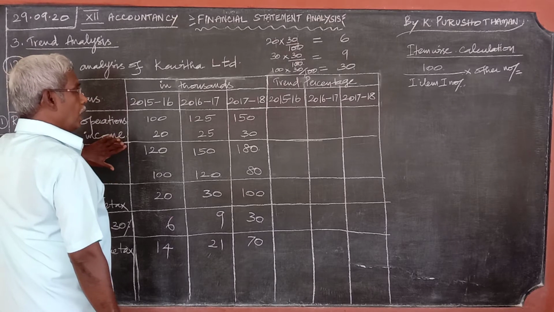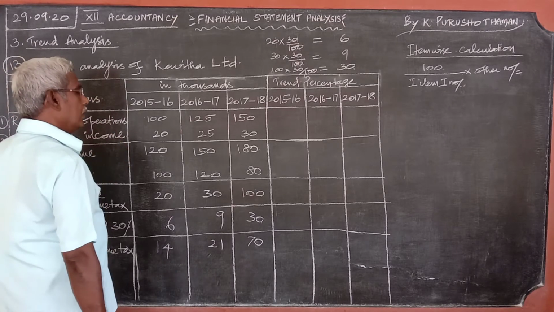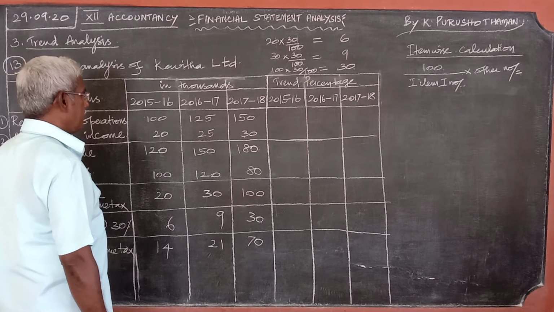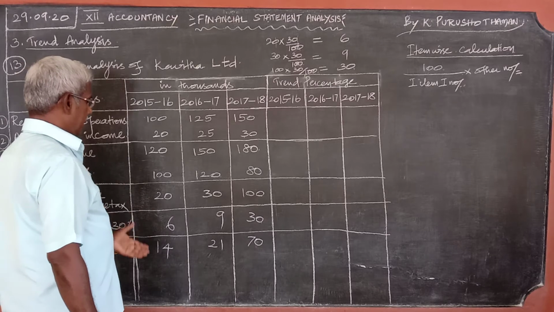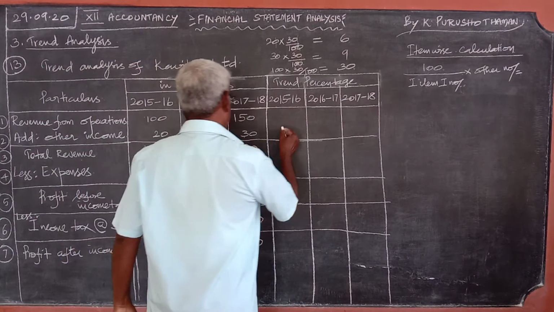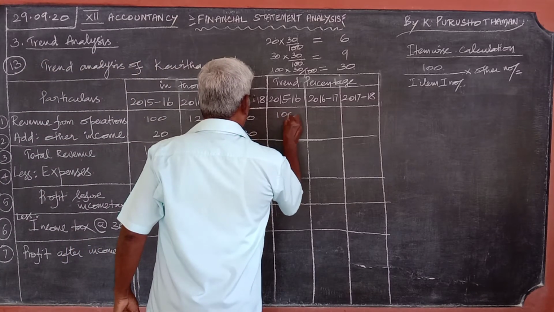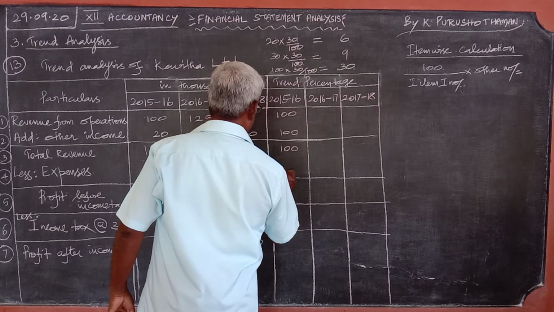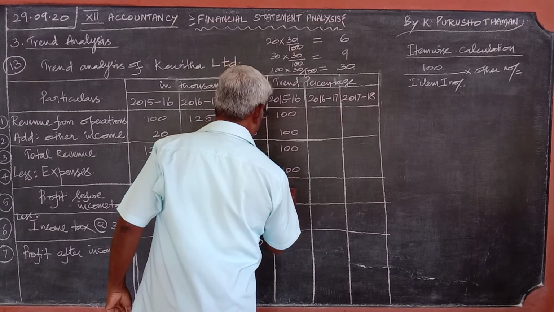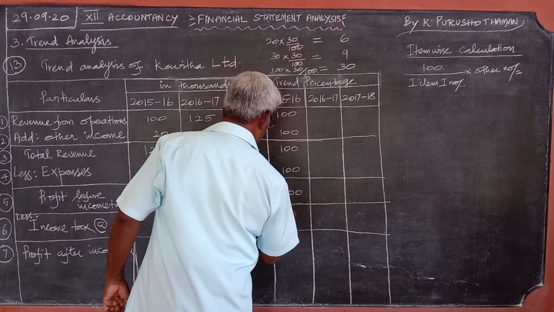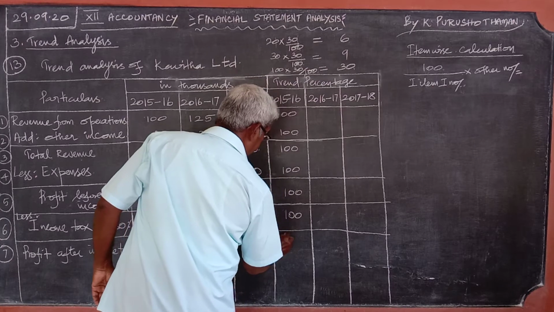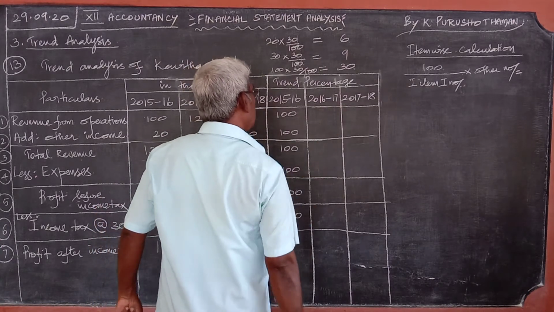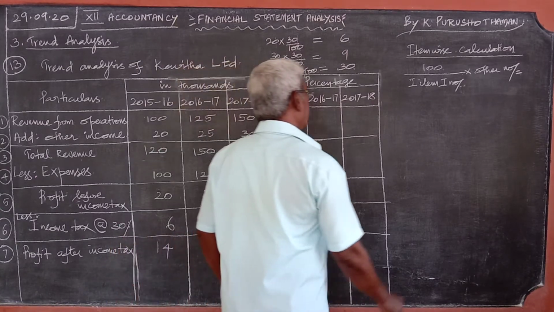So these are all the 7 items for which we have calculated, and keep the figures as they are. Now our intention is to find the percentage for these years. Generally the first year we take as 100. For 15, 16 it is 100. You need not calculate, you can write simply for this trend analysis: 100, 100, 100. For these 2 years only, for the 7 items we must find now.